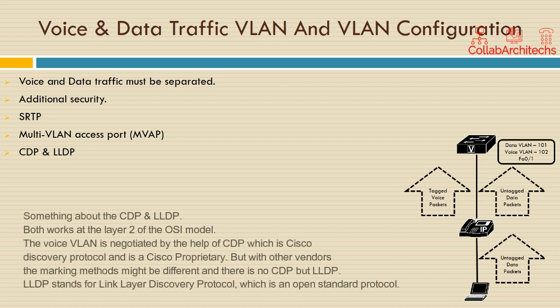Now let's see something about CDP and LLDP. Both work at layer 2 of the OSI model. The voice VLAN is negotiated with the help of CDP, which is Cisco Discovery Protocol, and is Cisco proprietary. But with other vendors, the marking methods might be different, and there is no CDP but LLDP. LLDP stands for Link Layer Discovery Protocol, which is an open standard protocol.